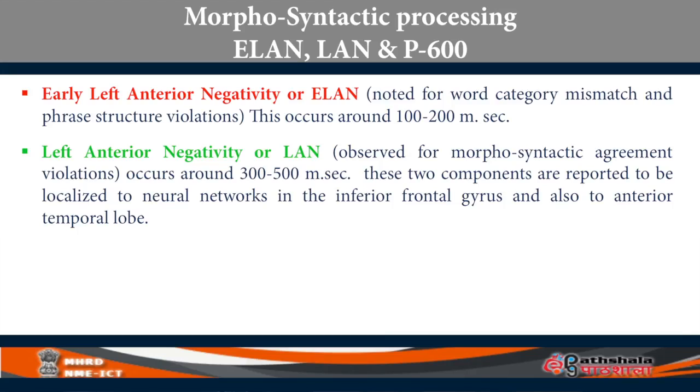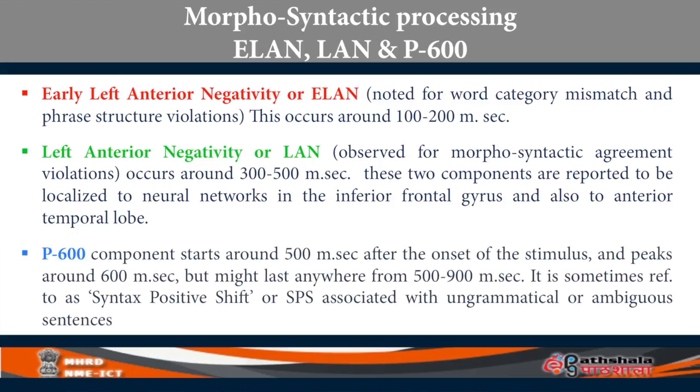The third component ERP associated with morphosyntactic processing of sentences is P600. This starts around 500 milliseconds and reaches a peak around 600 milliseconds, the electrical activity. But it might range anywhere from 500 to even 900 milliseconds, depending on the task. It's also sometimes referred to as SPS, that is syntax positive shift. Remember, P means positive. So syntax positive shift or P600, both of them are the same. It is associated with syntactic processing, not lexical semantic meaning. It's not with sound, but it is a grammatical thing.